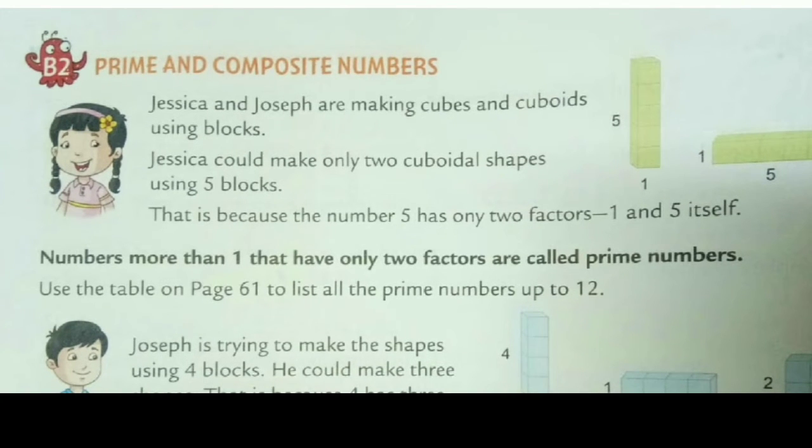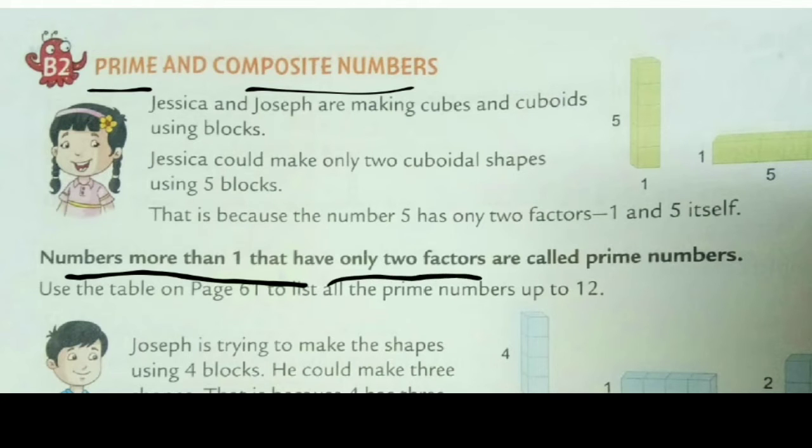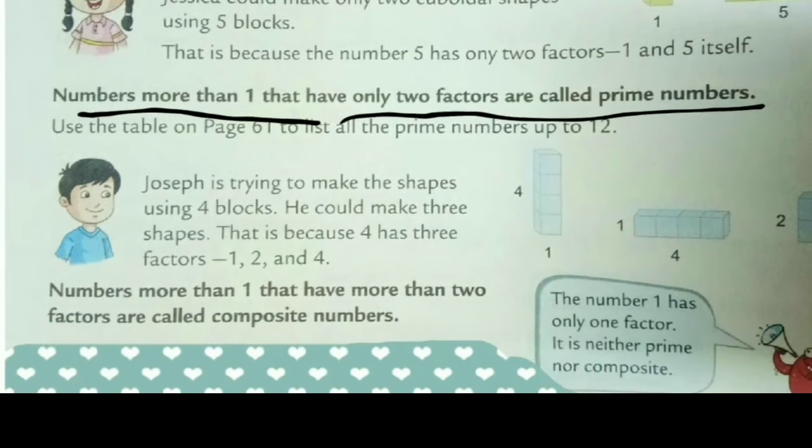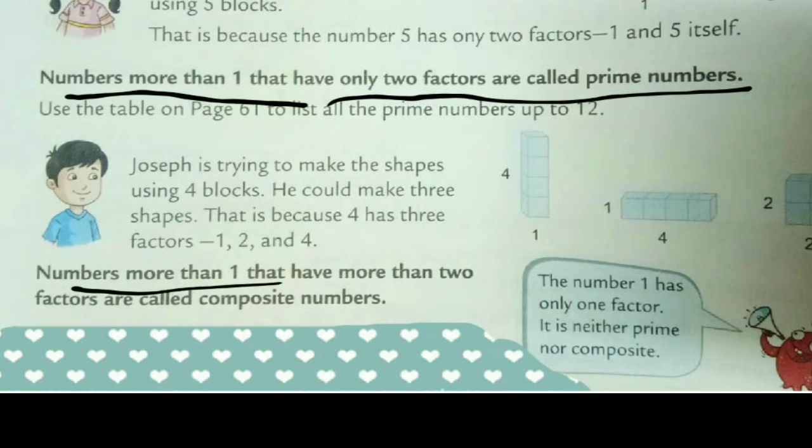Next one, prime and composite numbers. What is a prime number and what is a composite number? Prime numbers are numbers more than 1 that have only 2 factors. Only 2 factors, so we can say that it is a prime number. And if it has more than 2 factors, we can say it is a composite number.